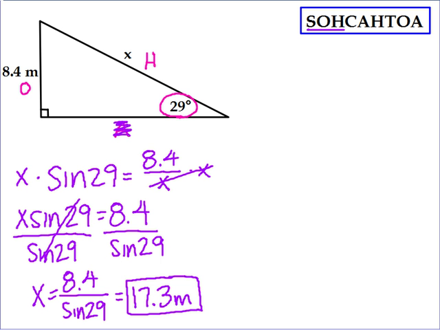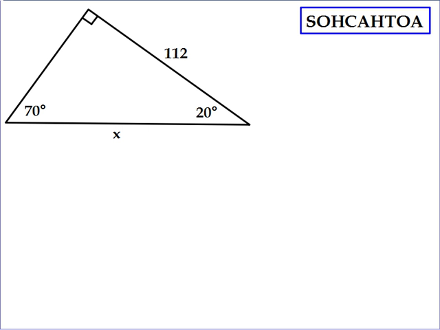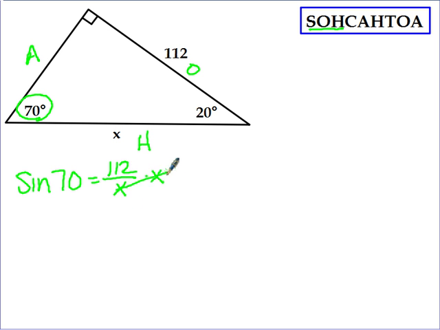And then our last one on the back is just like our last one on the front, where you have two angles. And you can choose whichever angle you want. And again, I'll show you how to set it up for both, but you're going to get the same answer no matter what angle you choose. So if I choose 70, opposite, adjacent, hypotenuse, I don't have the adjacent, so I'm going to use the sine with opposite and hypotenuse. So sine of 70 equals 112 over x. Multiply by that denominator to get rid of it. And then we'll divide both sides by the sine of 70.